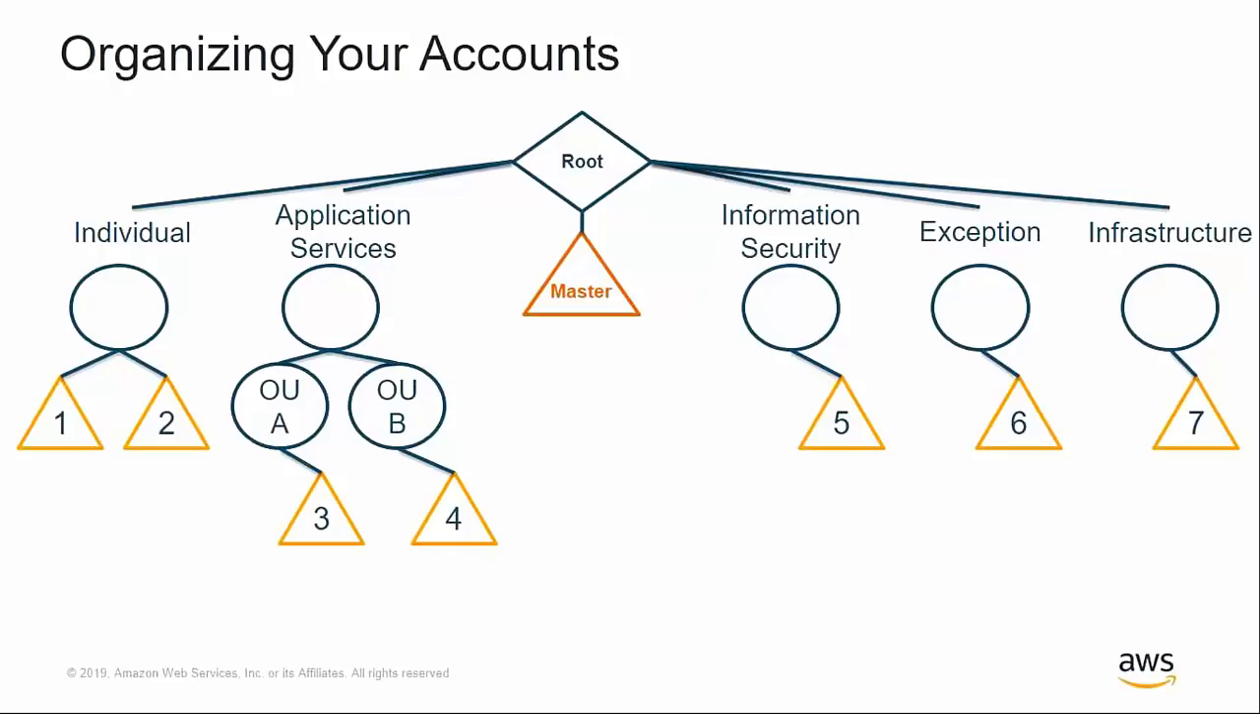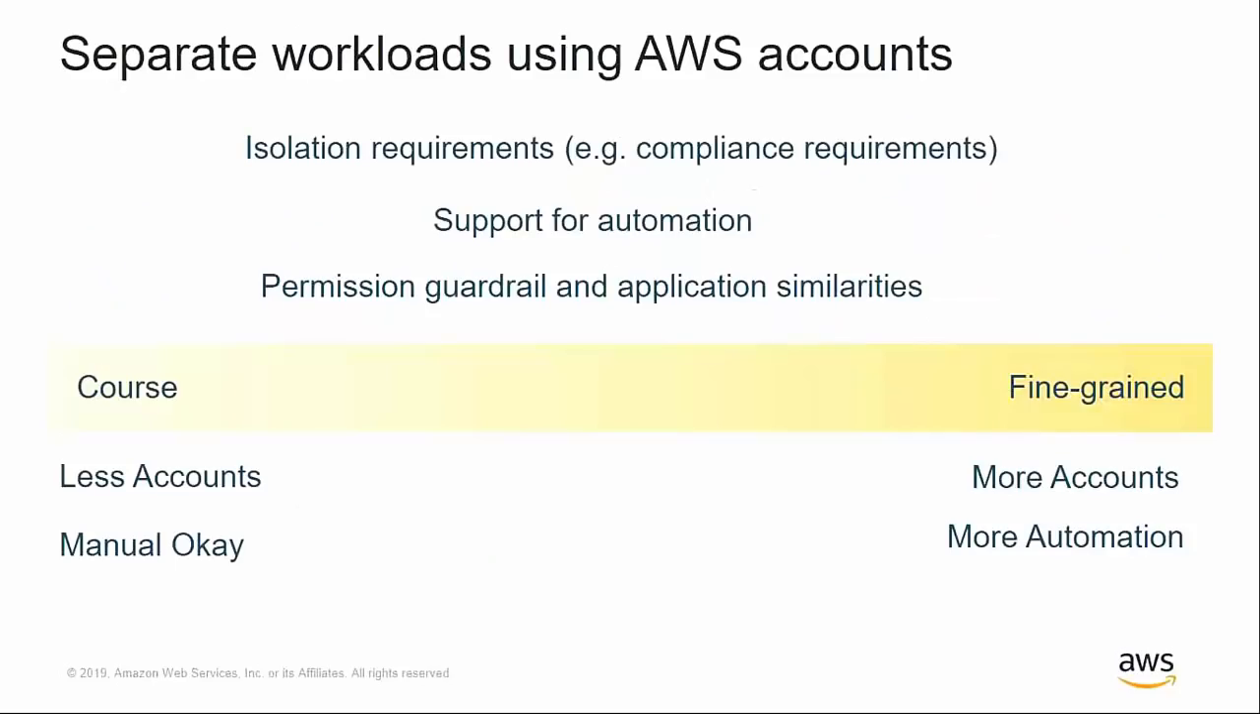All right, so looking at application services, there's a couple of ways to break this down. What it really comes down to is how and why you separate your workloads. You should be separating your workloads using AWS accounts. And this is a spectrum. You can have really coarse-grained account separation, or you can have very fine-grained account separation.